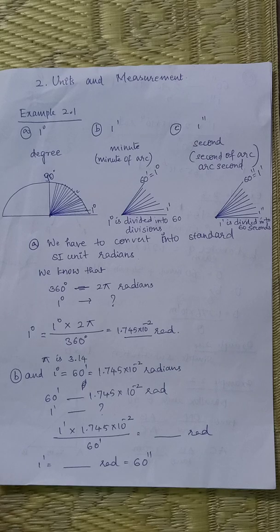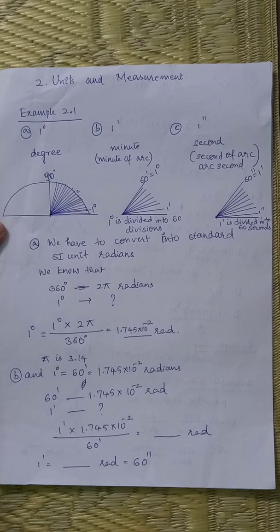Let us see some of the examples. Example 2.1. Calculate the angle of 1 degree, 1 minute and 1 second. So we have to convert it into a standard unit. What is the standard unit of angle? It is radians. So we have to convert all these three into radians.